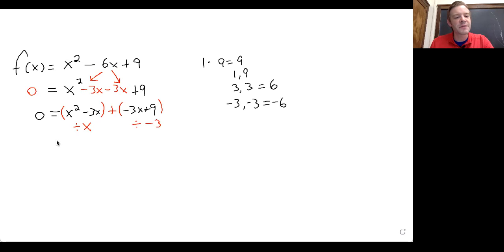We're going to put these greatest common factors in front of both of the parentheses. So x goes in front of the first parentheses, -3 goes in front of the second parentheses. And then we divide for what goes inside. So x squared divided by x gives us x. -3x divided by x is -3. -3x divided by -3 is now 1x or just x. And then +9 divided by -3 is -3.